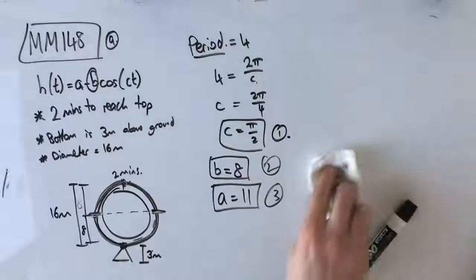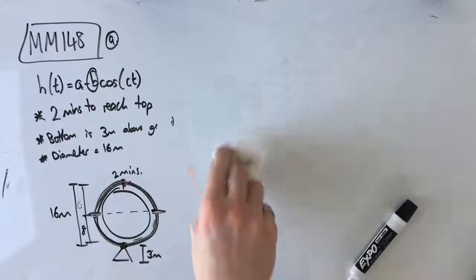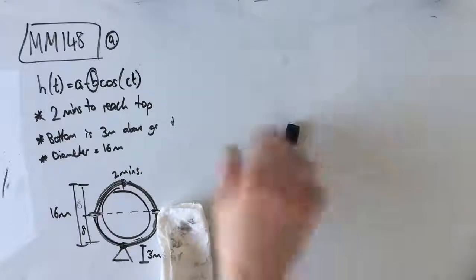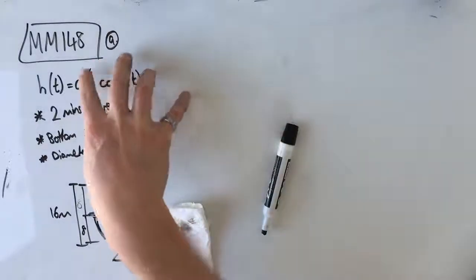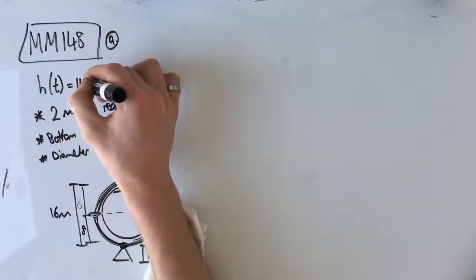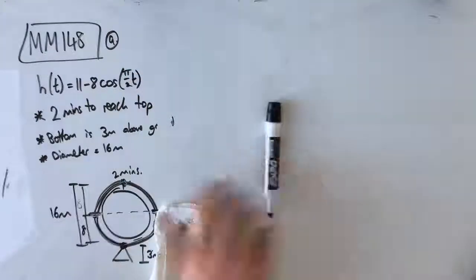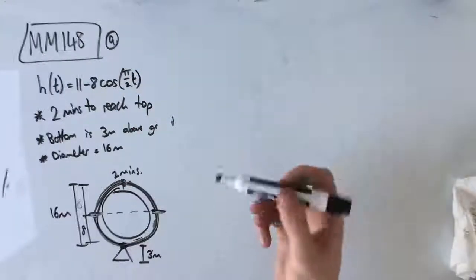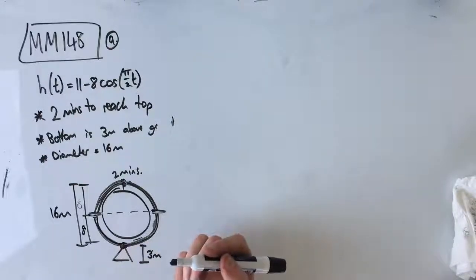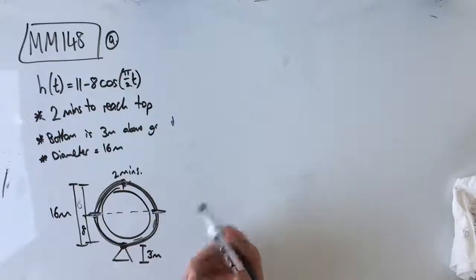But let's jump straight into part B, which will involve sketching our graph. So let's just rewrite this. So our A value was 11 and our B value is 8. 11 take 8 cos of pi over 2 t. Cool. We can probably leave that there just for reference. And part B asks us to sketch the graph of h against t for the interval 0 to 8, a regular ride length, on the axis below. Label all endpoints and axis intercepts.